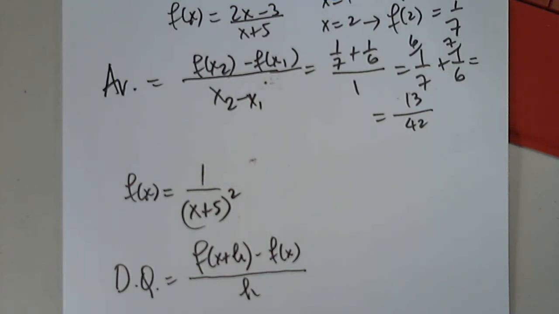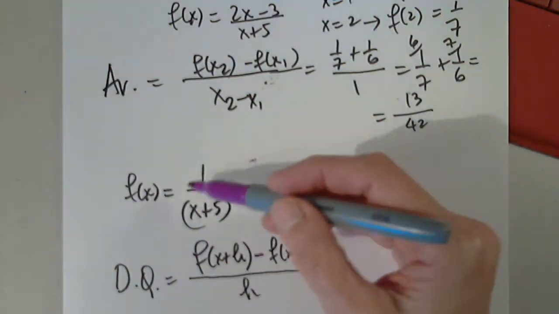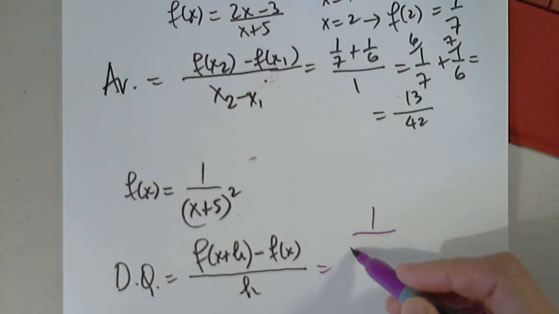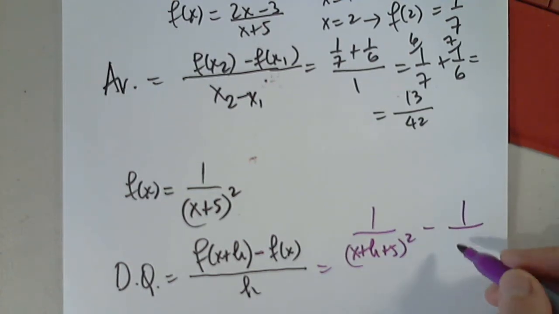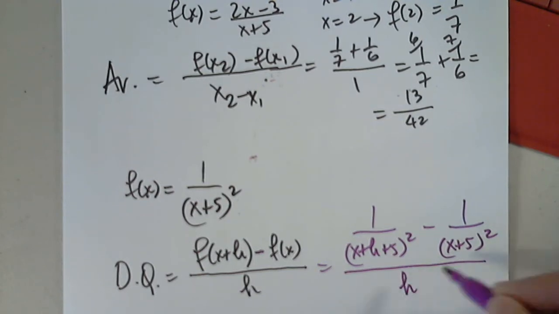Okay. So there is no problem. I know how to evaluate this. So it's 1 over x plus h plus 5 squared minus 1 over x plus 5 squared, divided by h.